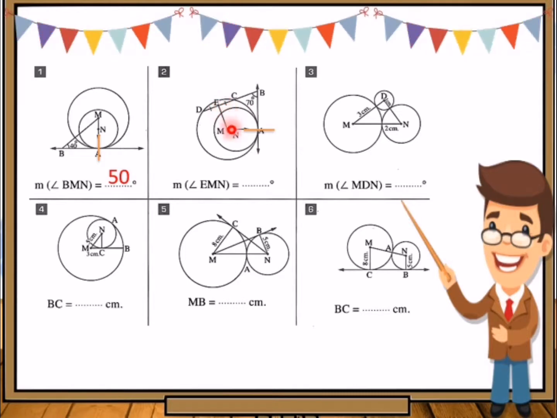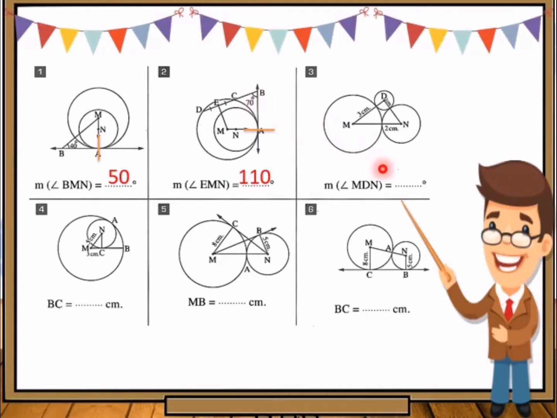To find the measure of angle EMA, we will subtract the sum of 90 plus 70 plus 90 from 360 because the figure AMEB is a quadrilateral. The sum of their measures equals 360. Then the measure of angle EMA equals 110.